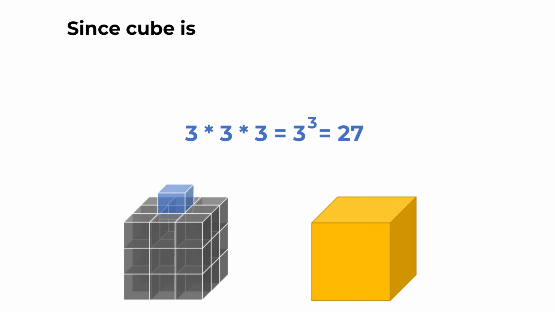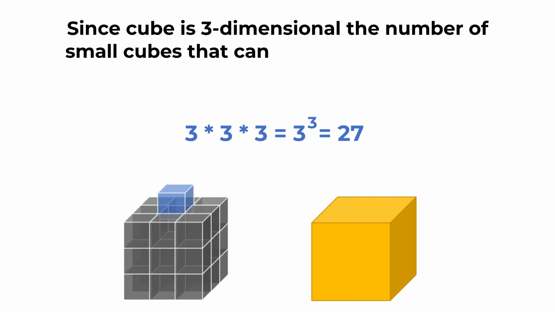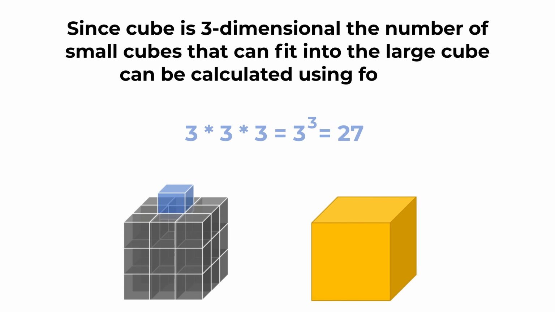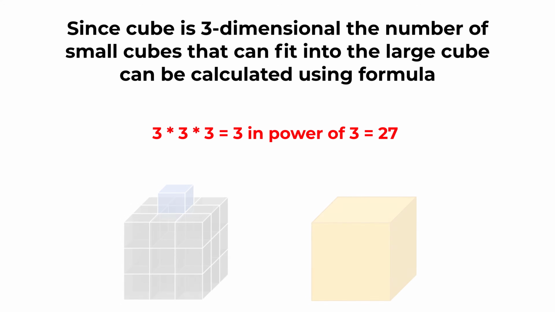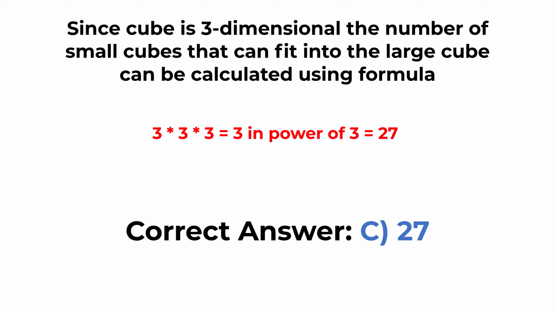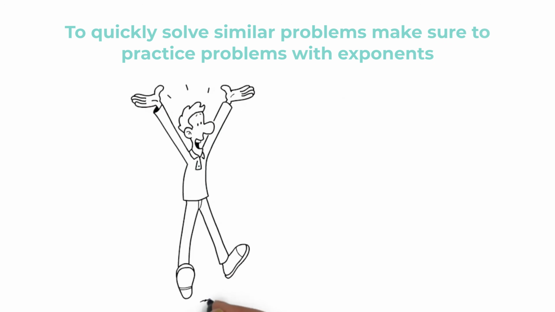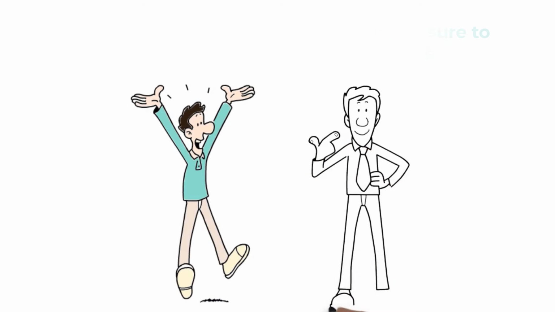Since a cube is three-dimensional, the number of small cubes that can fit into the large cube can be calculated using the formula 3 multiplied by 3 multiplied by 3 equals 3 cubed equals 27. So the correct choice here is choice C, 27. Hopefully you've nailed this question and now know how to answer similar problems on the test.